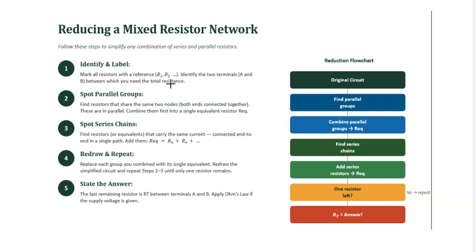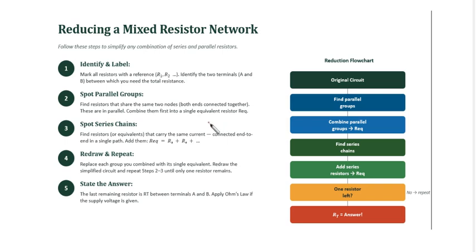So you have to now identify, first of all, you label them, and then you identify all the resistors that are in parallel. Find resistors that share the same two nodes. All right, these are in parallel. Combine them into a single equivalent resistor.